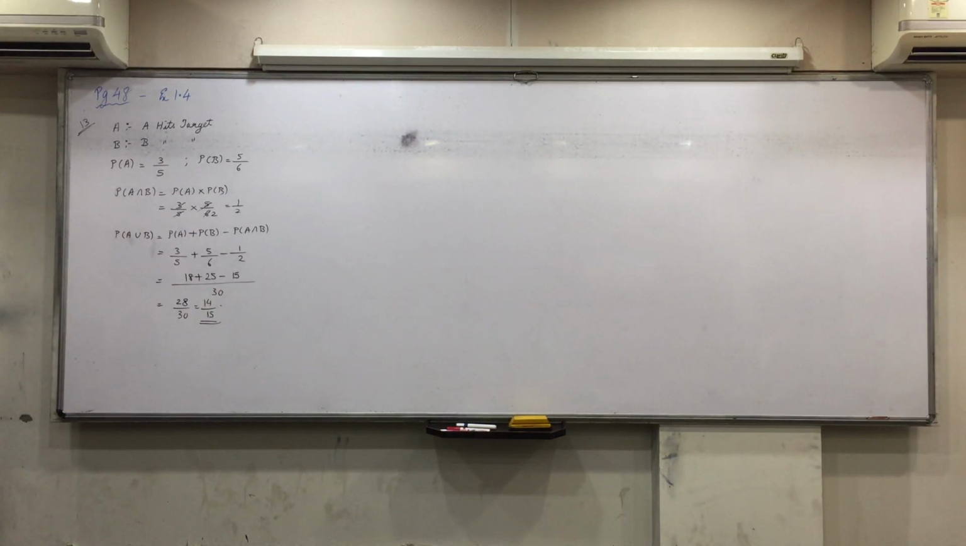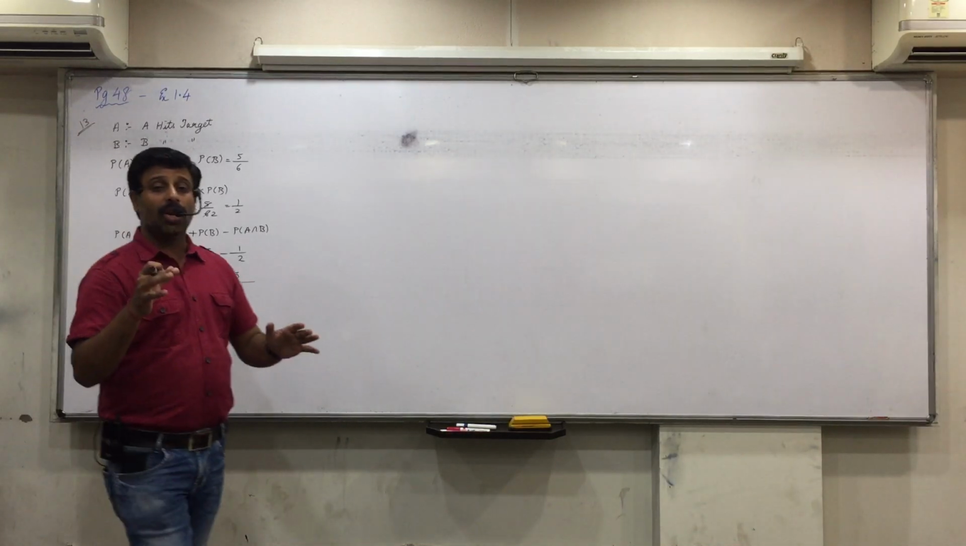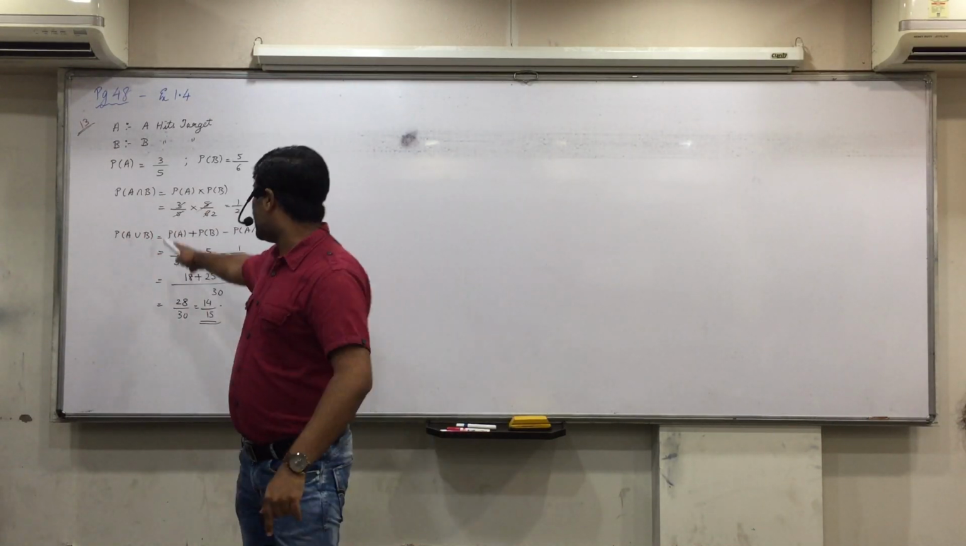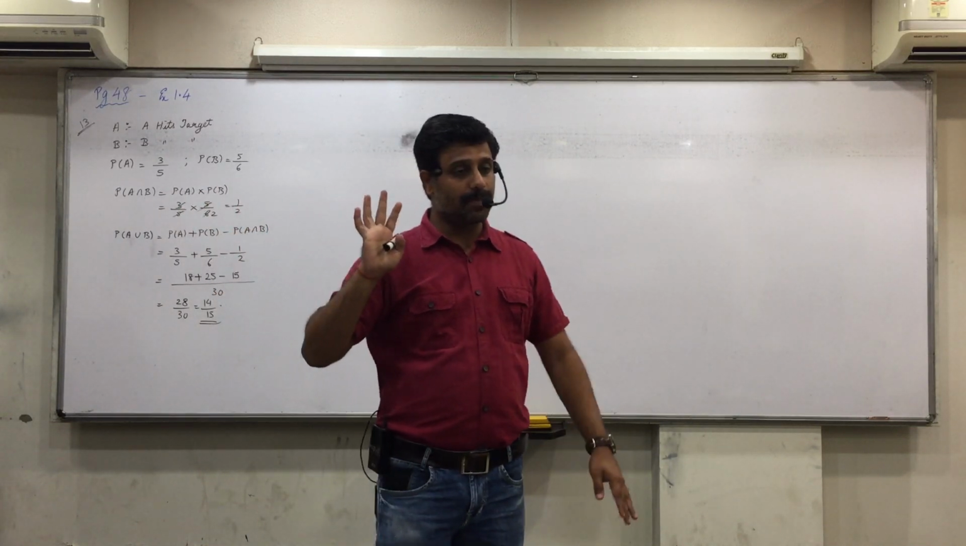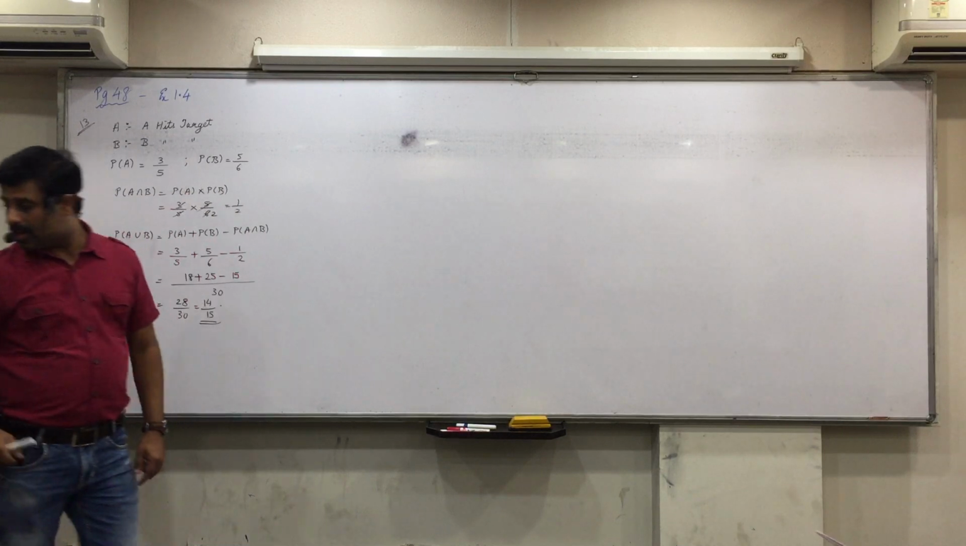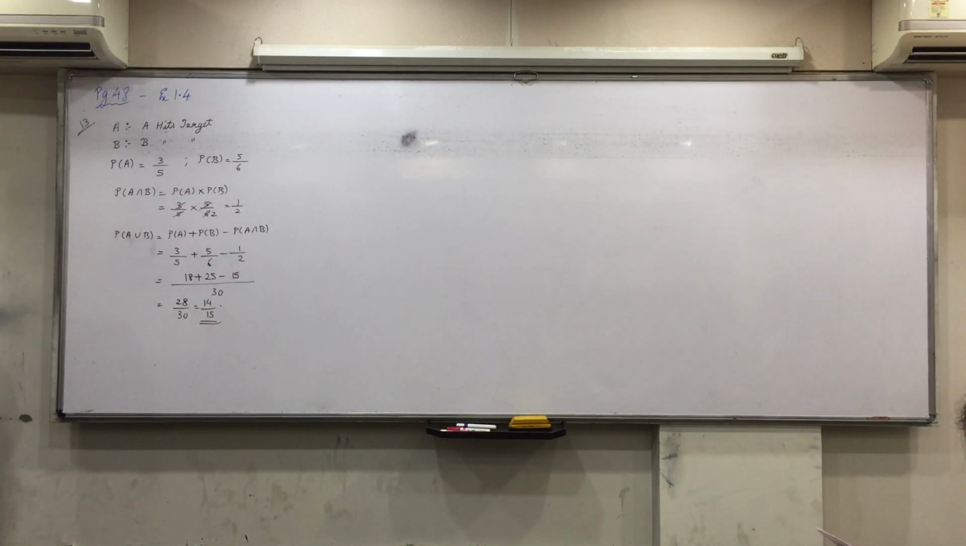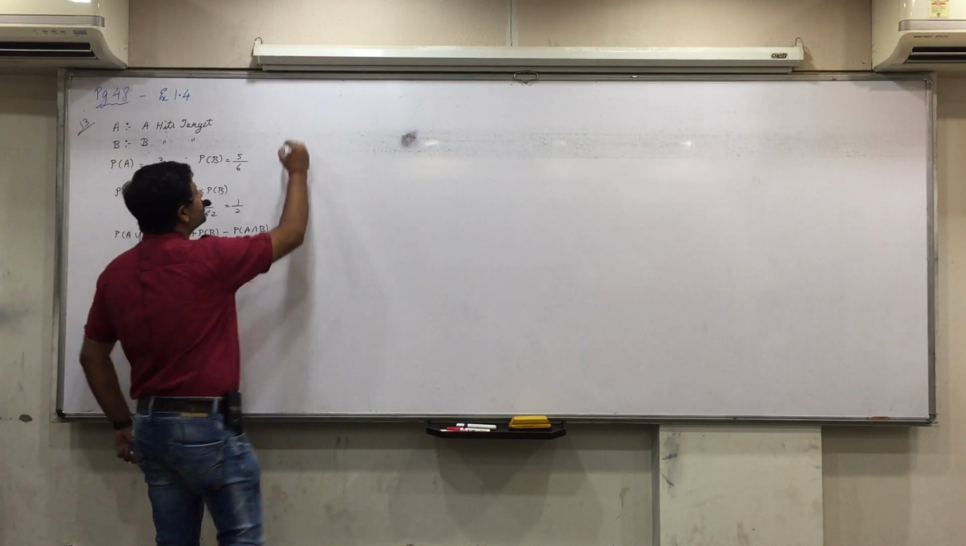Who all could get this right? So everyone is clear with how to solve this A union B. These are mixed questions. Law of addition is also there and law of multiplication is also. Understood this question, everyone? Okay. Now, question number 14.